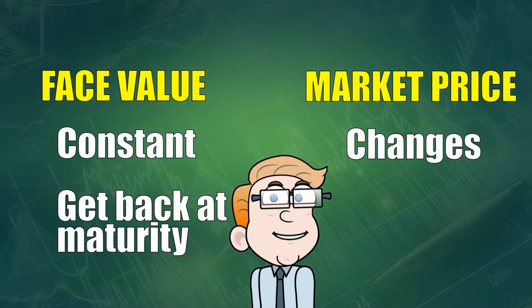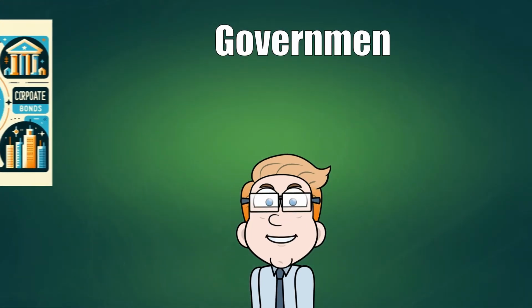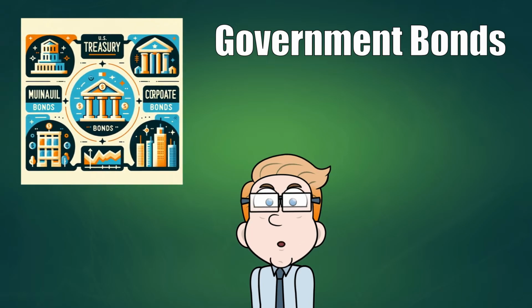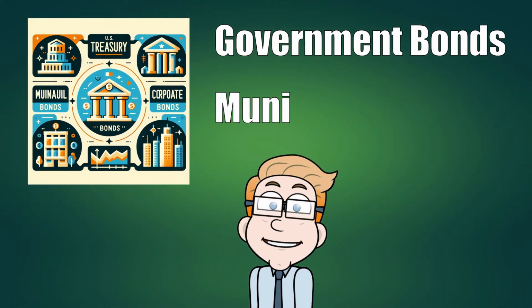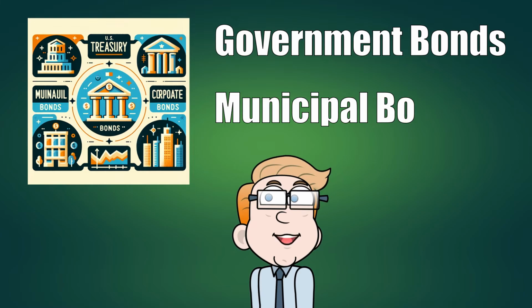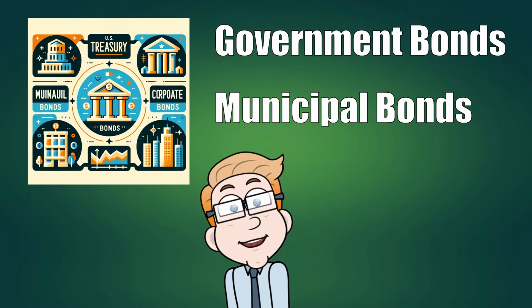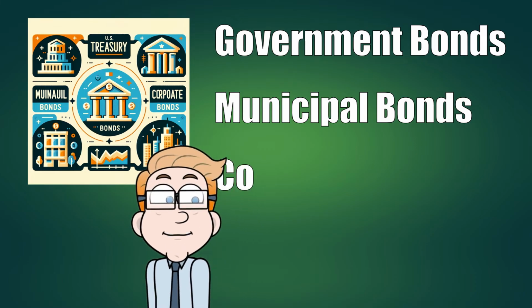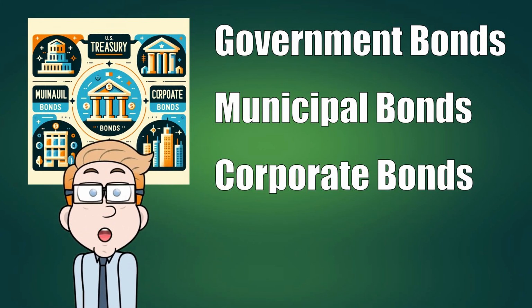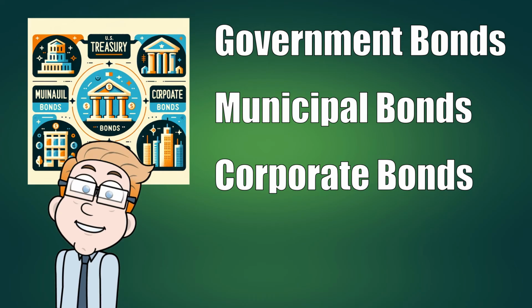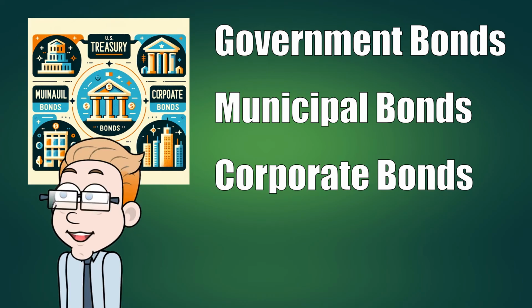Now, let's talk about different types of bonds. Government bonds are issued by national governments and are often considered low-risk investments. Then there are municipal bonds, issued by states, cities, or other local government entities, often to fund public projects. Corporate bonds are issued by companies. Generally, the riskier the borrower, the higher the interest rate you can expect.